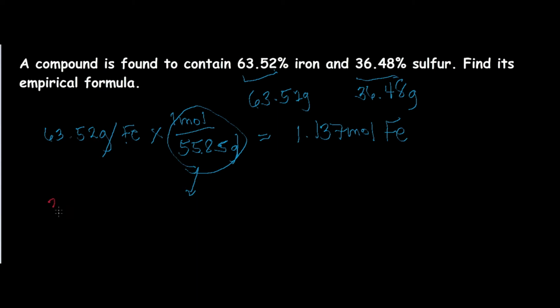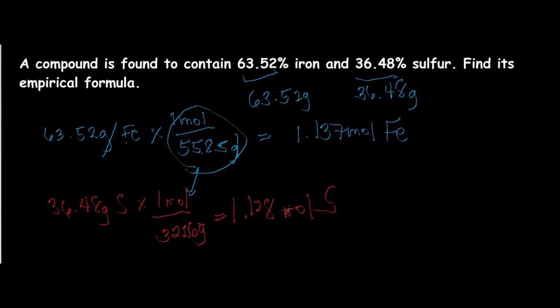Now let's get the number of moles of sulfur. So we have 36.48 grams of sulfur times 1 mole over 32.06 grams of sulfur. Okay. So now we have both the number of moles for iron and sulfur.